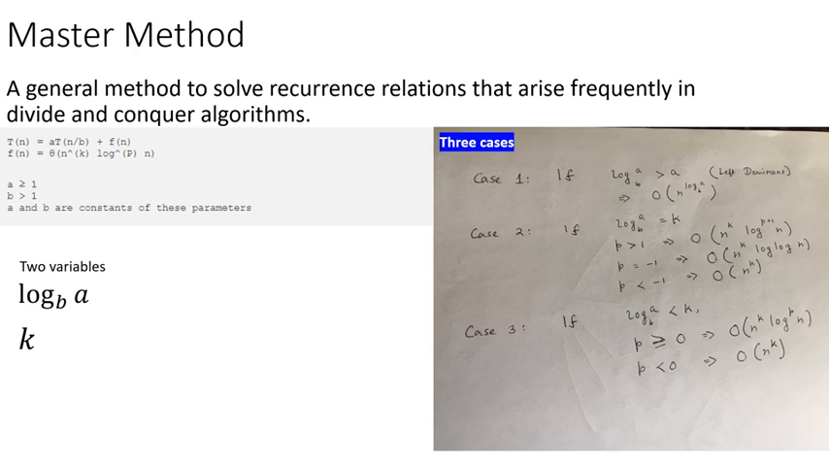Case 3 is the situation when log base b of a is less than k, that is the right dominant. In that case, it's much more straightforward. If p is greater than or equal to 0, then O(n^k log^p n), and if p is less than 0, then the log term is not important anymore. So we have O(n^k).